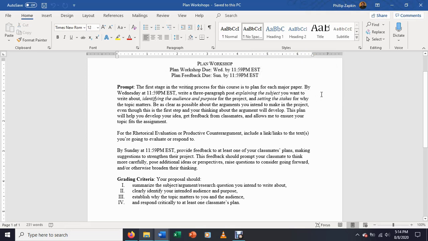What this actually involves: a planned workshop is kind of like a proposal. It's the first stage in the writing process for our course. You'll write a 3-paragraph post, each paragraph having a specific task it needs to complete. The first paragraph is going to explain the subject that you're going to write about.